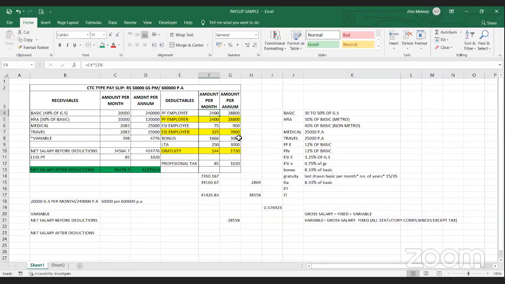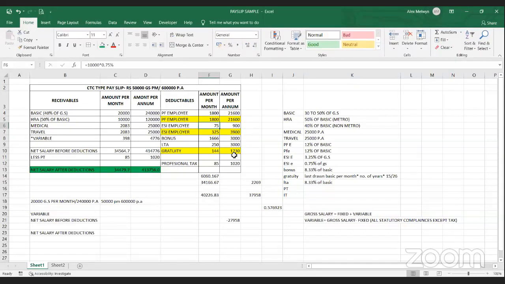It's not about right or wrong, but once my basic crosses 15,000, there should be a PF cutoff limit of 15,000 rupees. So logically, it should not be 2,400, it should be 1,800, which is the assumed basic. This is one reminder that you need to get, because once your basic has crossed 15,000, it is capped at 12%. That is the first alert that you need to work on.